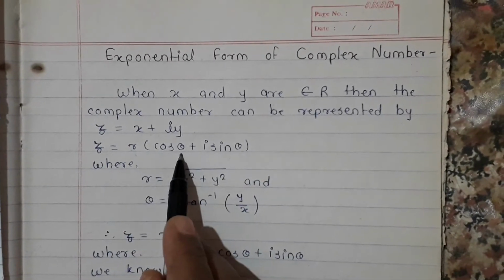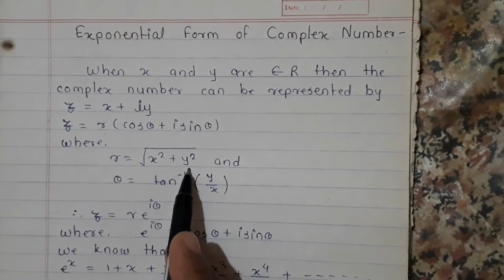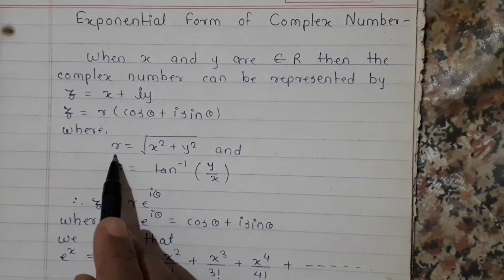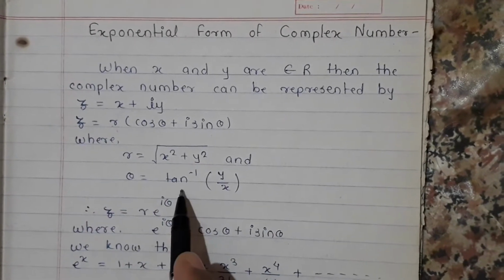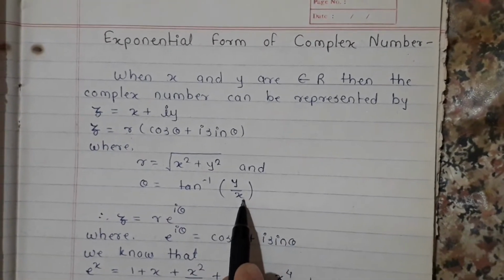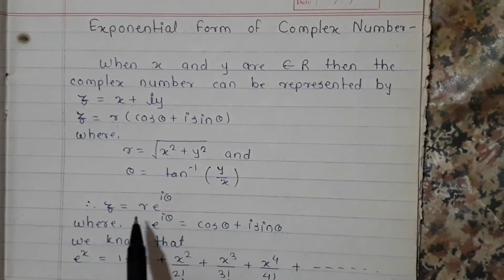What about r and theta? Here r is equal to the square root of x square plus y square. That r is called the mod of the complex number z, and theta is equal to tan inverse of y by x, and theta is called the amplitude of the complex number z.